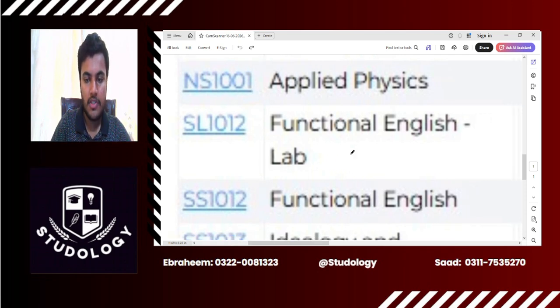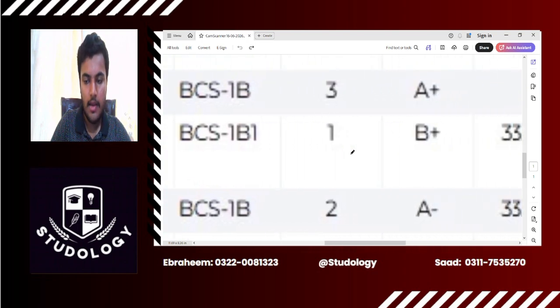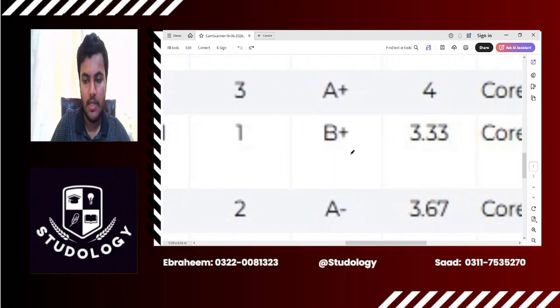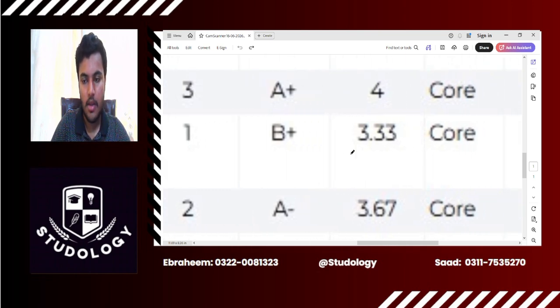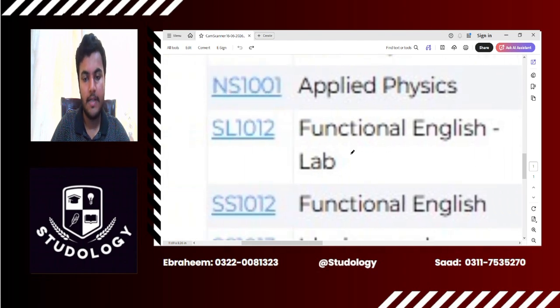Next, move on towards functional English. This is basically a two credit hour subject, and I got an A minus in this, which leaves me with a 3.67 GPA in this particular subject. In the first semester, there are no elective subjects at FAST-NUCES. All are core subjects. Okay.